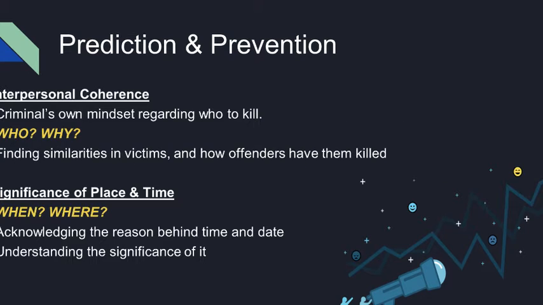The first one is interpersonal coherence. Who did they kill and why do they kill these people? It is the CIA's responsibility to understand the similarities in these victims and understand why they are killed in a certain way. The second is significance of place and time. When is it and where is it? The similarities between these locations and between these times, and understand the significance behind these things. Why do they choose these places? Why do they choose this time to kill these people?